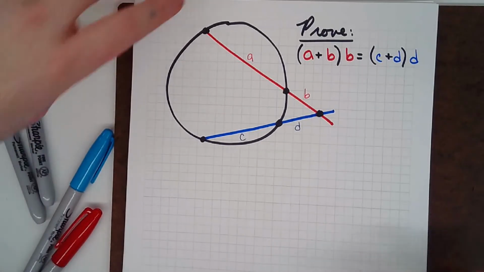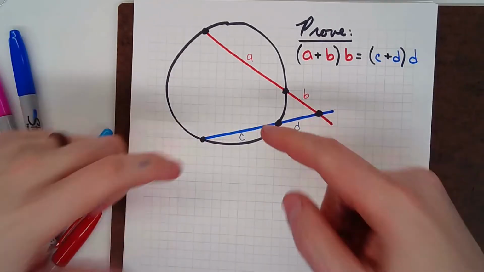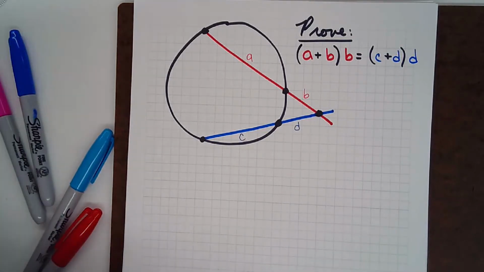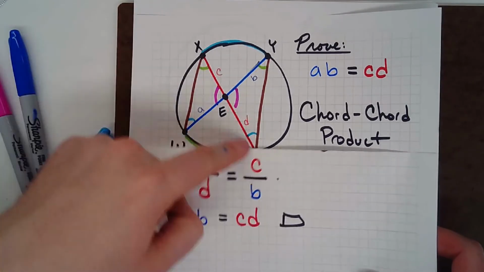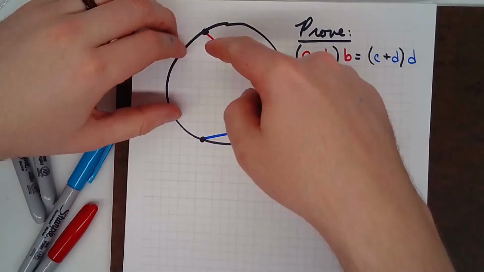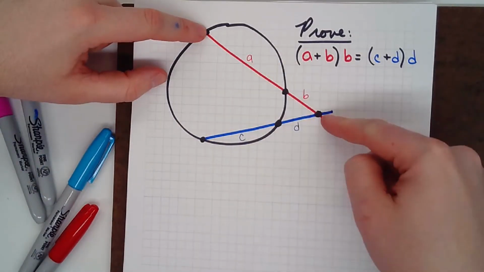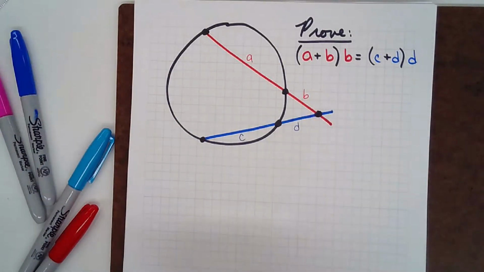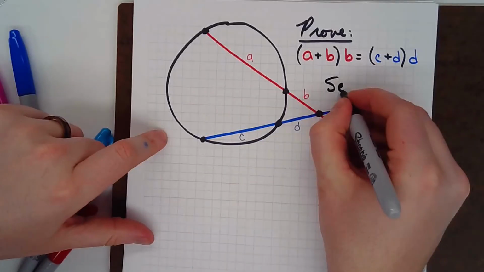All right, so these are chords, part A and part C, but they aren't intersecting. So this is not going to apply to the chord-to-chord product like we did last time, right? See how they intersect? These are actually a special kind of chord that extends outside the circle, and we call those secants.